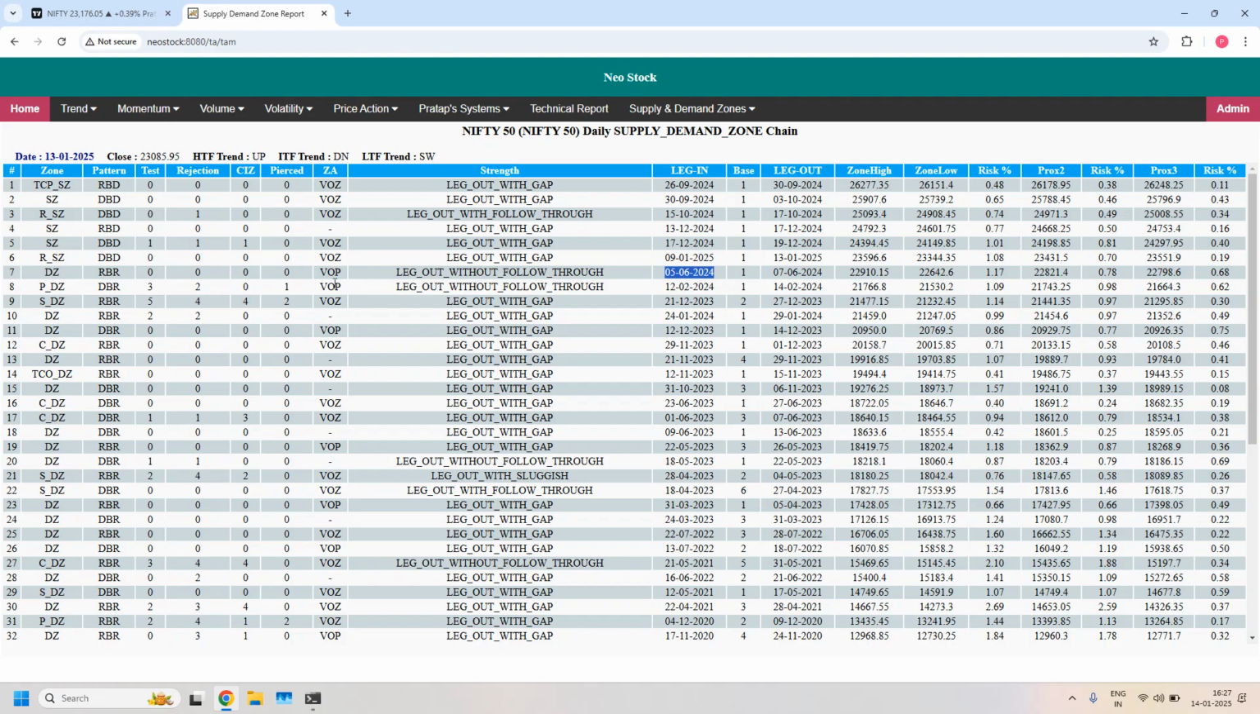So what kind of characteristics does it have? It is a fresh zone, but it violated an opposing pivot, not a violated opposing zone, but a leg out without follow through. All these are somewhat negative factors about this zone, but still let us draw this zone, 5/6/2024, because we will see whether any fine-tuned 5-minute zones are there. At least some short-term trade opportunities you may get.